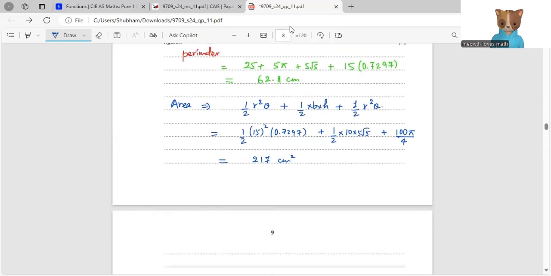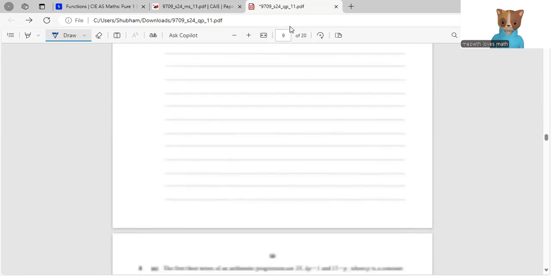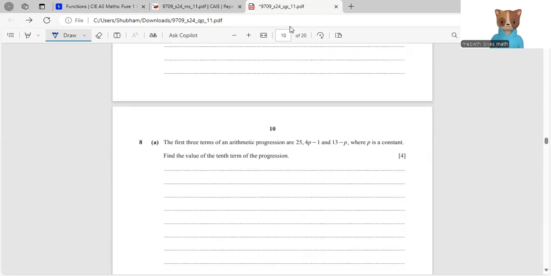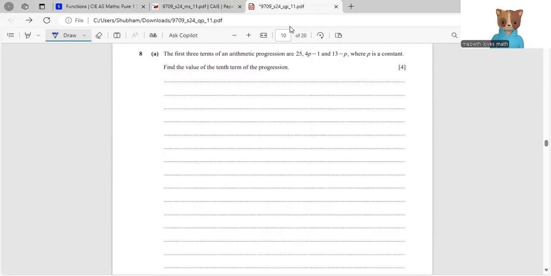Okay, all right. Now moving on to the 8th question. Let's see what it says. Basically, this belongs to arithmetic progression. Okay, it says the first 3 terms of an arithmetic progression. The moment you see arithmetic progression, immediately common difference should click in your mind. Okay, common difference and arithmetic mean.